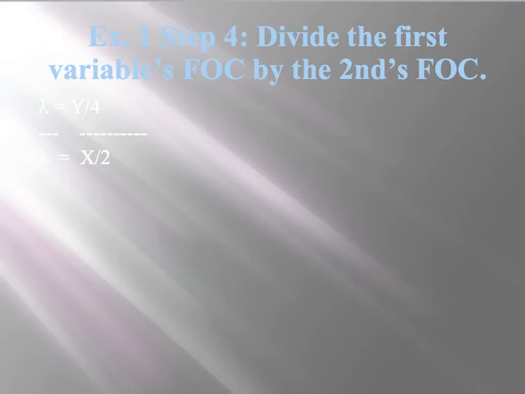Step 4 matters a little bit more in more complex Lagrangian multiplier problems. Here it's going to be quite simple. You just divide the first variable's first order condition by the second variable's first order condition when they're set up equal to lambda. And so what we're basically going to do here is cancel out those lambdas that ended up in both of our equations. So the first one, we had lambda is equal to y over 4. We're going to divide that by lambda is equal to x over 2. And we're going to divide those out, and then we can solve from there.